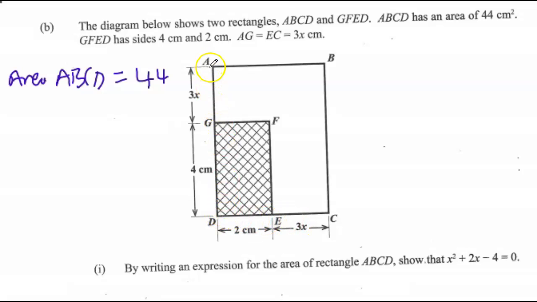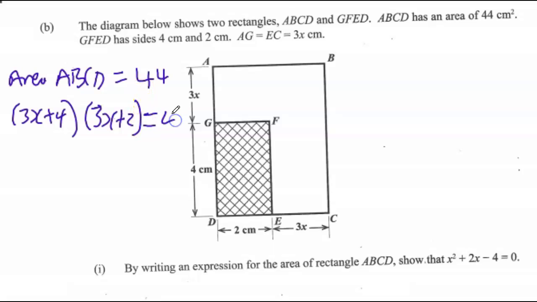width. So notice the length of one side is 3x plus 4. So this length here is 3x, and here to here is 4. And then the other side is 3x plus 2. So if you take the product of these two sides, the area, length times width, should give you 44, right? So we should simplify this, and we expect to get x squared plus 2x minus 4.